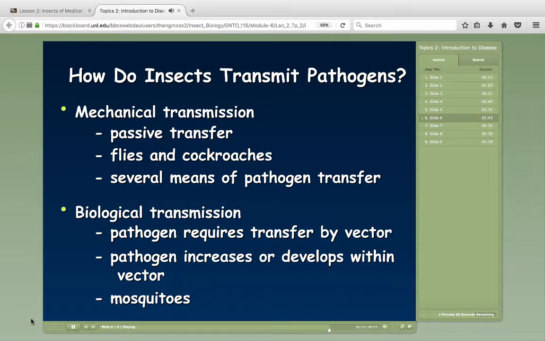Diseases have sexual stages, and so it might need the vector in order to complete the sexual stage of its development. And so a typical example of an insect that passages pathogens through this biological transmission would be mosquitoes. Again, biological transmission, the pathogen requires transfer by the vector. It's going to be a blood-feeding insect. And the third point is that the pathogen actually needs that vector in order to complete some aspect of its life cycle.